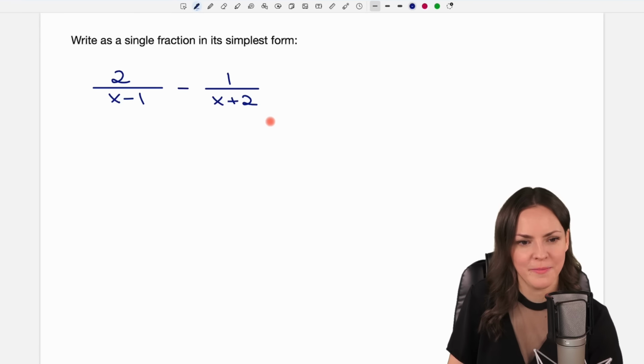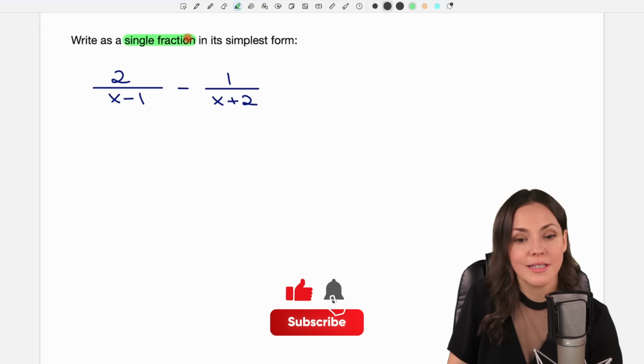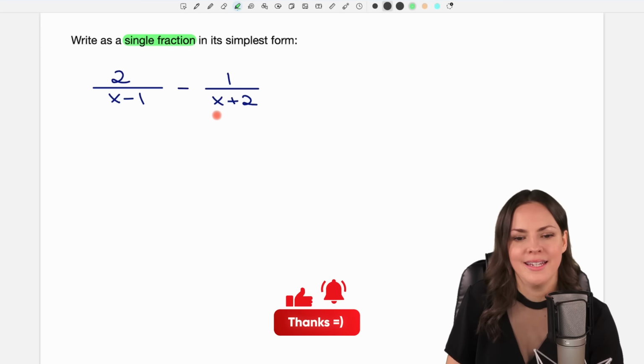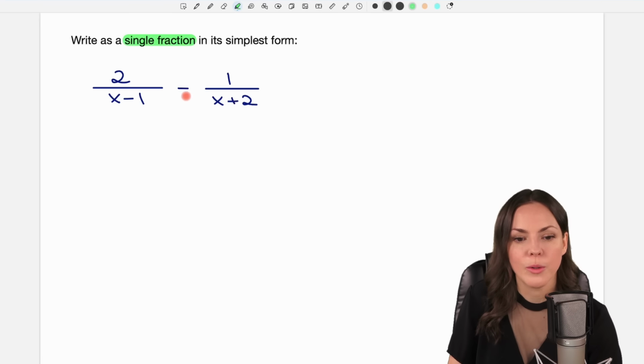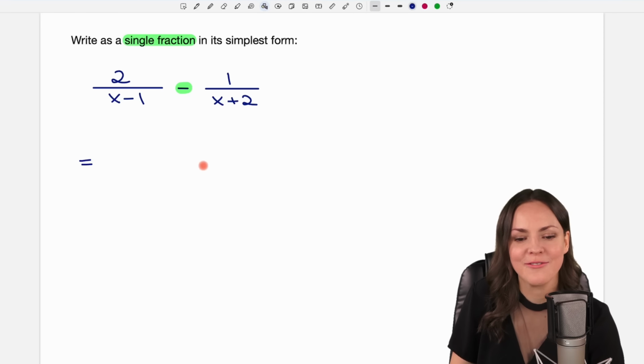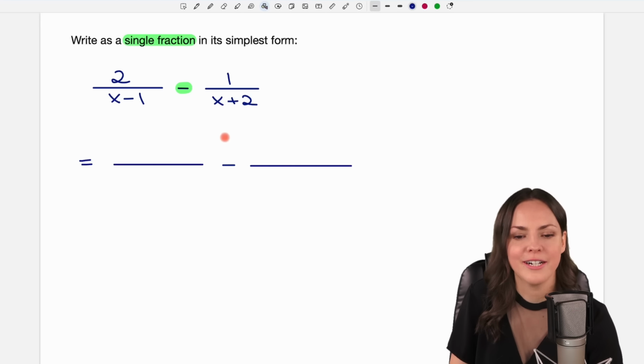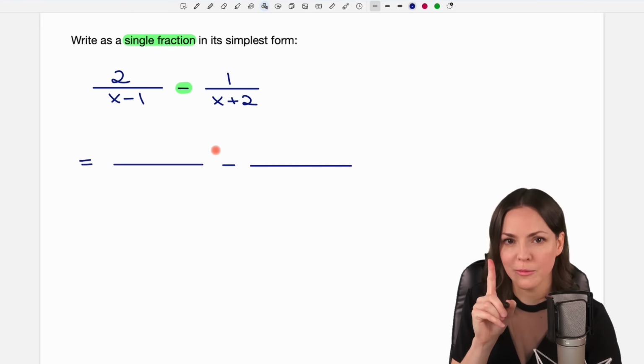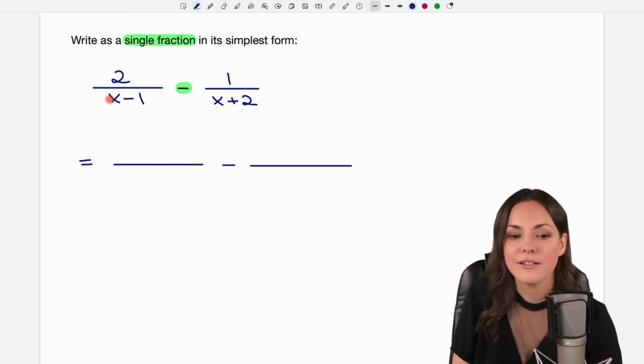What about the second one? Write as a single fraction in its simplest form. This time we have these two fractions and we want to subtract them. We know that we are only allowed to do that if the denominators are the same. Of course, they are not yet, so our job is to find a common denominator again. But we have to be careful because this time the denominators are different compared to our first example. Because here we have a minus and here we have a plus.